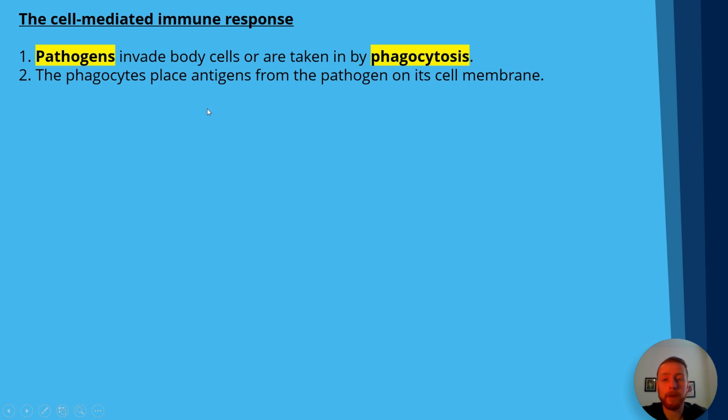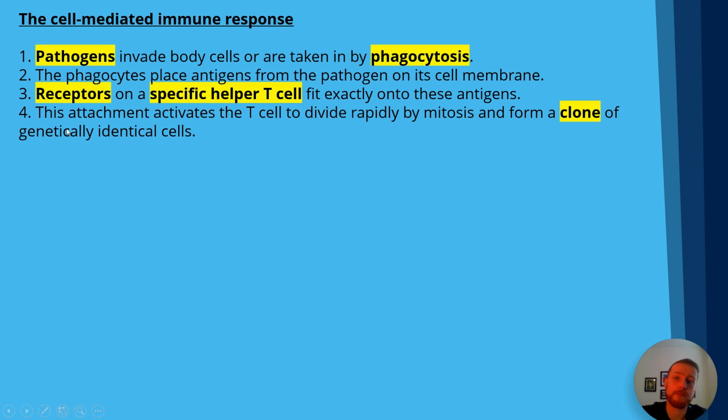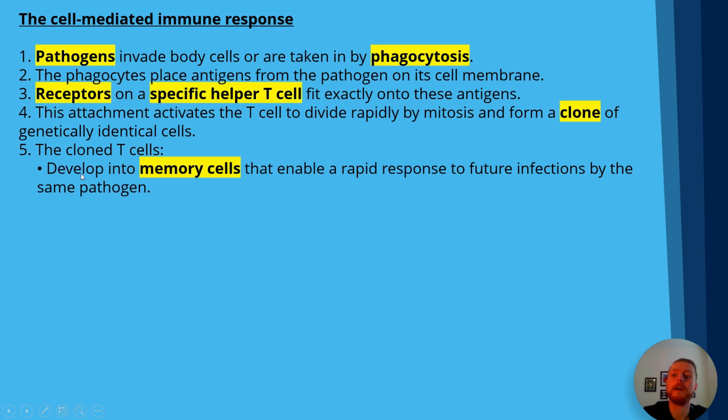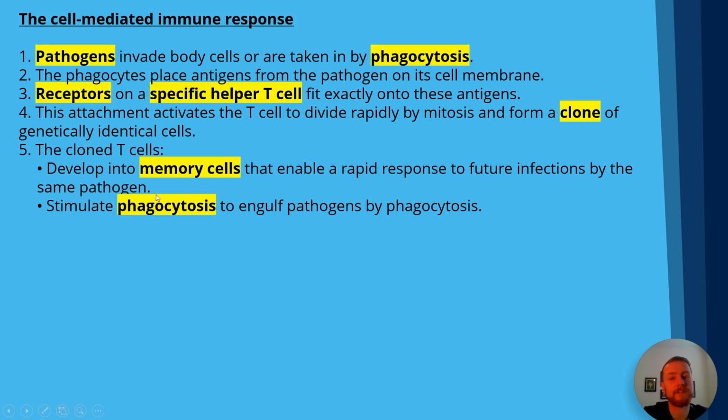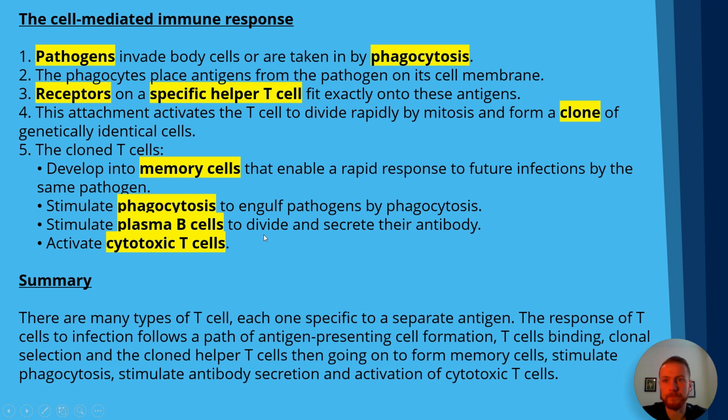Now, the cell-mediated immune response starts with pathogens invading the body or being taken in with phagocytosis. The phagocytes will then place antigens from the pathogen on their cell surface membrane. Number 3, receptors on a specific helper T cell fit exactly onto these antigens. 4, the attachment activates the T cell to divide rapidly by mitosis and form a clone of genetically identical cells. 5, the cloned T cells will then develop into memory cells, stimulate phagocytosis, stimulate plasma B cells, and activate cytotoxic T cells. So you need to know the 4 key things that T cells will do.